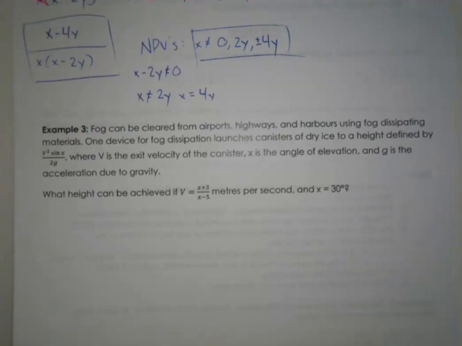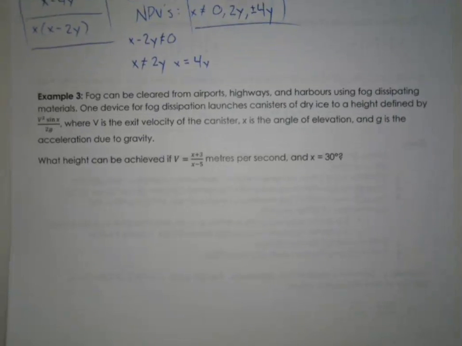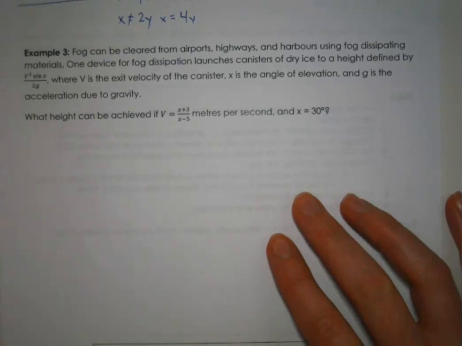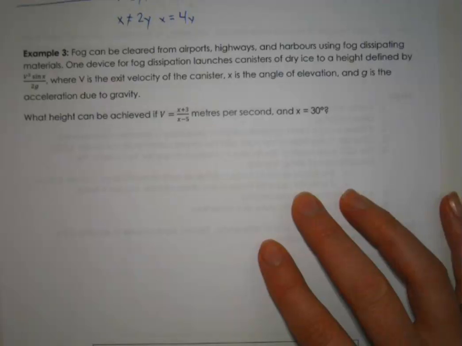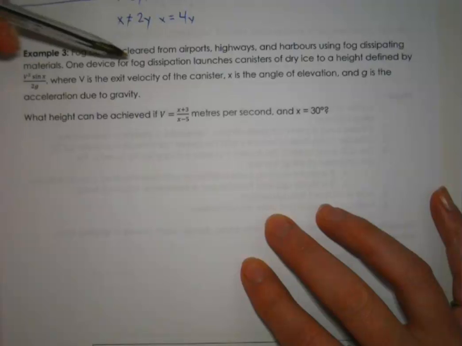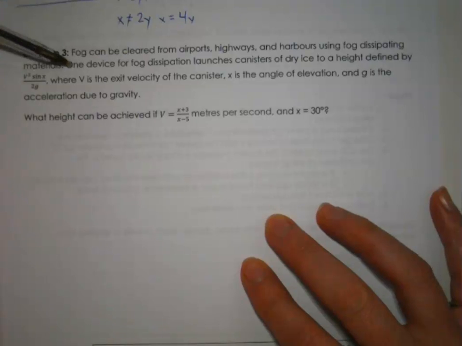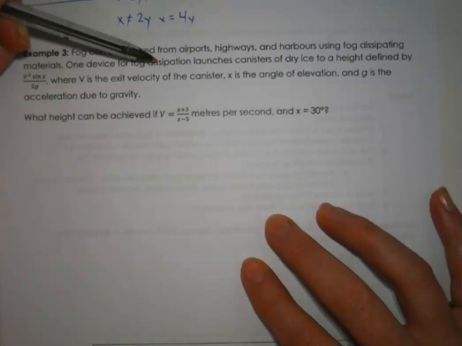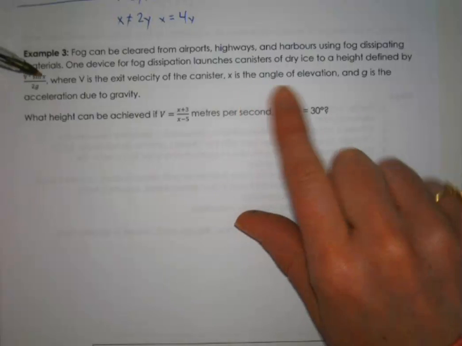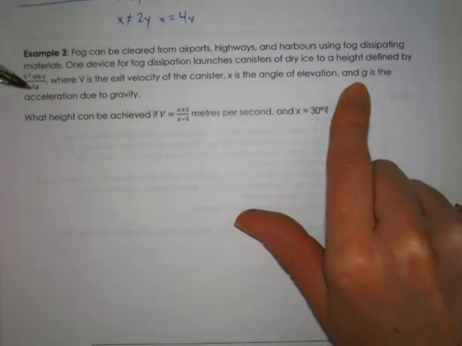Okay, last component here is a word problem. So getting into even more complex types of questions, but we're basically still doing the exact same math, right? So this one says fog can be cleared from airports, highways, and harbors using fog dissipating materials. One device for fog dissipation launches canisters of dry ice to a height defined by this expression, v squared sine x over 2g, where v is the exit velocity of the canister, x is the angle of elevation, and g is the acceleration due to gravity.